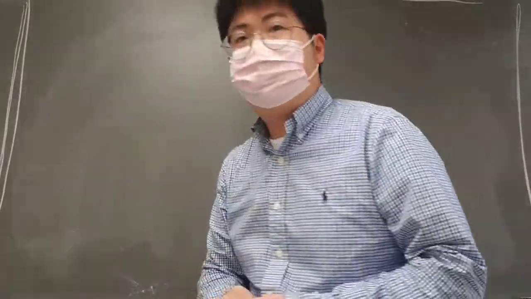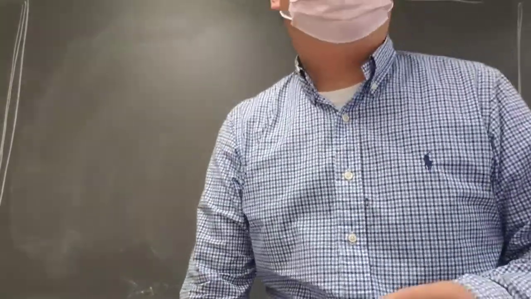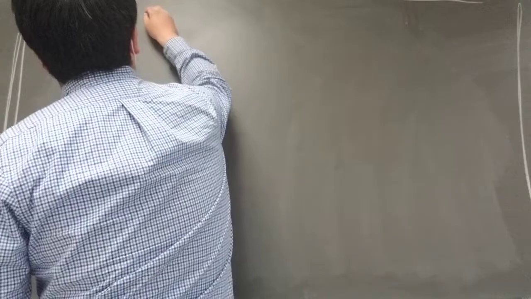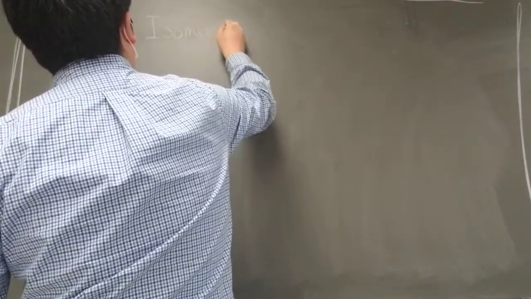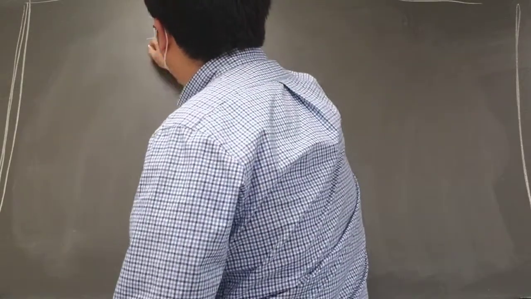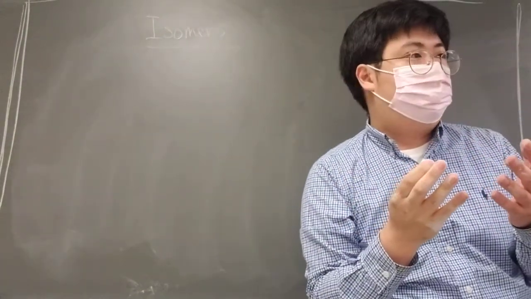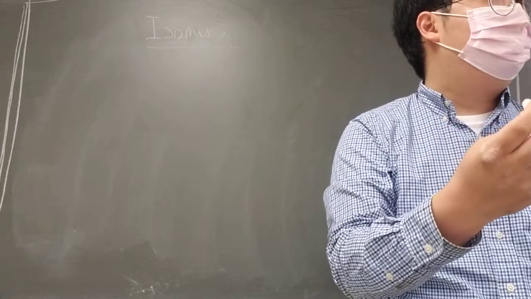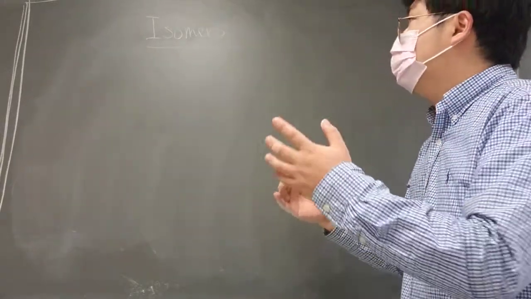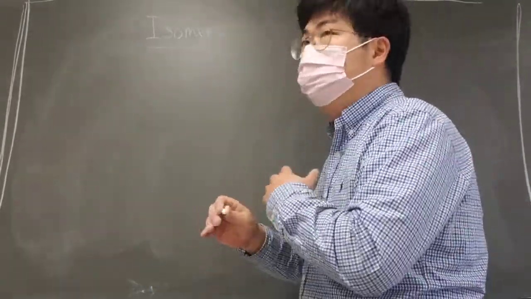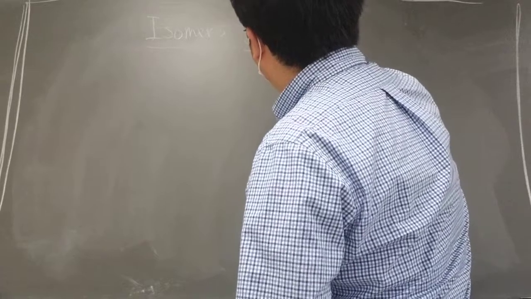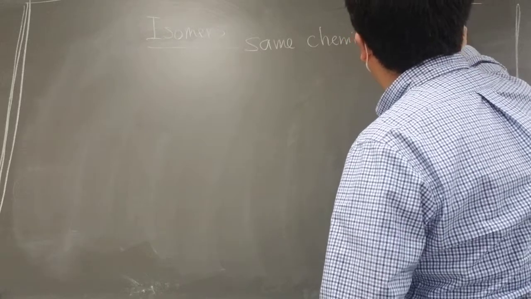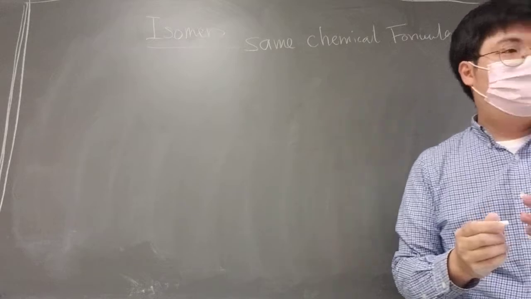Okay, so before we move on to the next part, I want to give you some brief information about isomers. You can say isomerism, but we'll just say isomers. Do you guys know what isomers are? You've done this before in previous courses, right? General Chemistry 1 and 2, you remember? Okay. So by isomers we normally mean all the compounds that have the same chemical formula.